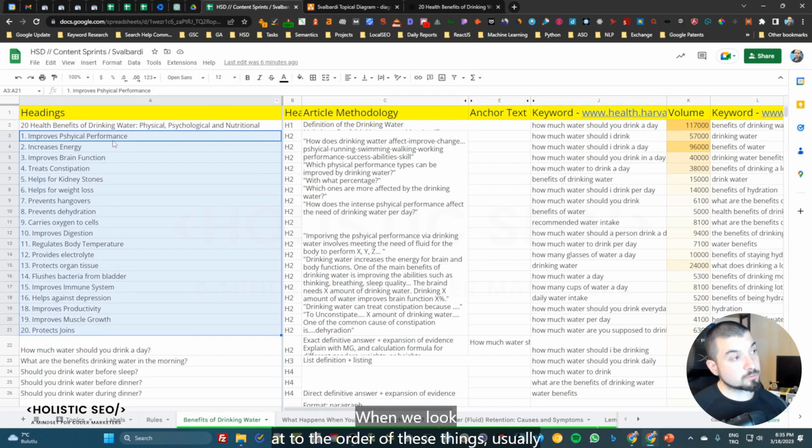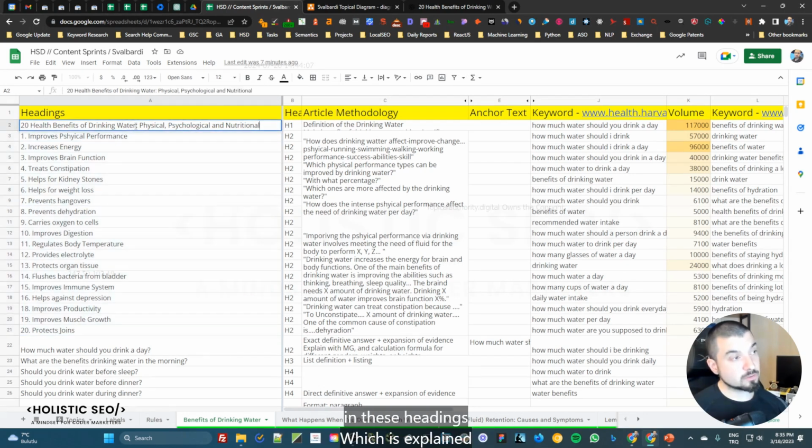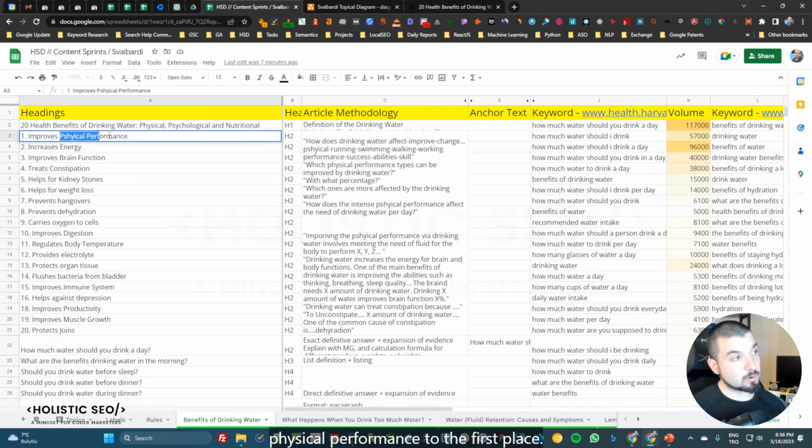When we look at the order of these things, usually in these headings, which was explained in the previous lecture series, when we use a colon, it means that the next section is completing and is also signified by the first section. In this area, when you see physical, it will be interpreted in the context of the first section, and the order of these context terms is arranged according to the queries that we see in this area, and the main context and the benefits or the effects of the water. So that's why physical comes first, and that's why we put physical performance in the first place.